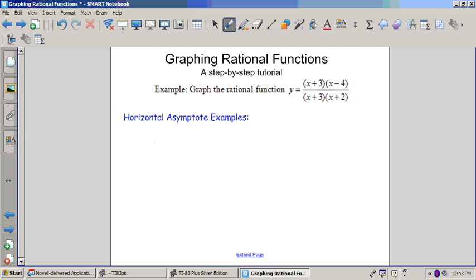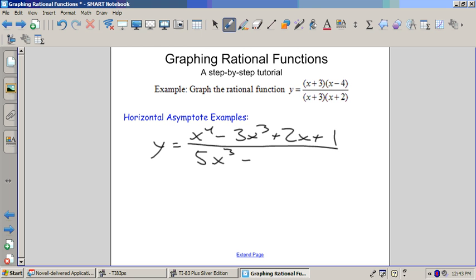Okay. Suppose I have y is equal to x to the fourth minus 3x cubed plus 2x plus 1 over 5x cubed minus 2. Is this graph top-heavy, bottom-heavy, or neither? Well, the degree of the numerator is 4. The degree of the denominator is 3. This graph is top-heavy. It will have no horizontal asymptote.